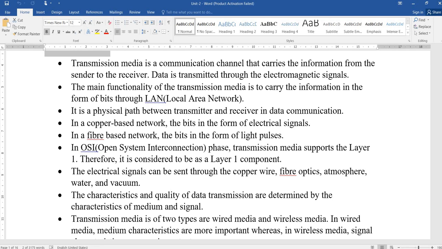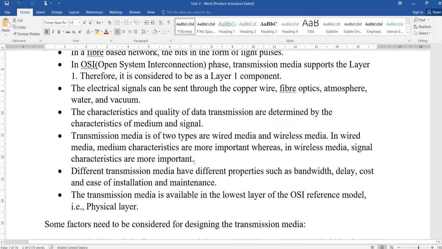The characteristics and quality of data transmitted are determined by the characteristics of the medium and the signals. So it depends upon the medium and the signals: what type of signal we are going to use and what type of medium we are going to use. Whether it is space, atmosphere, fiber communication, or copper communication, it depends on this. The characteristics and quality of the transmission are determined by the medium and the signals we use.